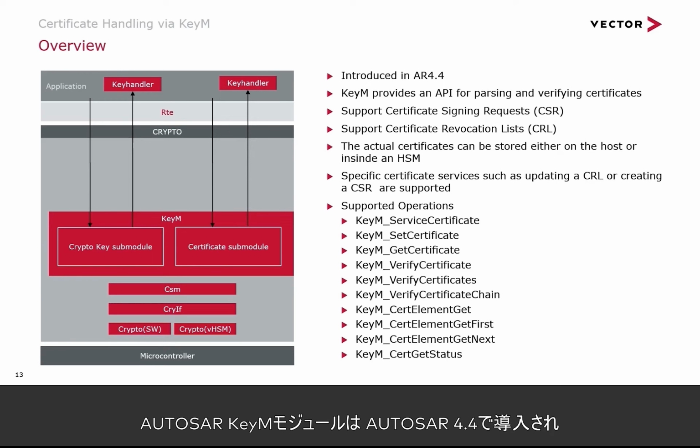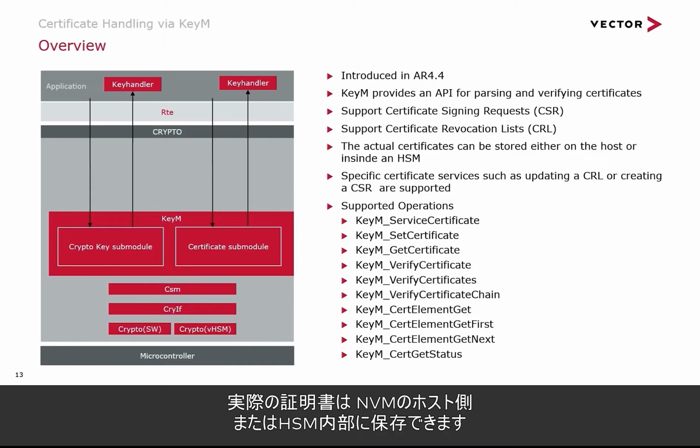The AUTOSAR KeyM module was introduced with AUTOSAR 4.4, and it provides an API for parsing and verifying certificates. It supports certificate signing requests and certificate revocation lists. The actual certificates can be stored either on the host side in the NVM or inside an HSM.